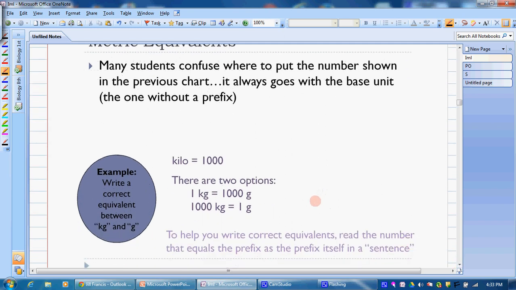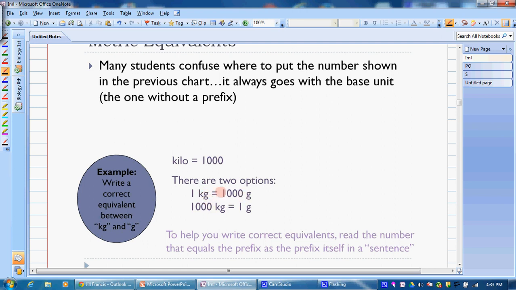Okay, so sometimes it's confusing. Do I multiply by 1,000? Do I divide by 1,000? How do I get from kilograms to grams? It's hard to remember that sometimes. Well, we know kilo equals 1,000, so there's got to be 1,000 grams in a kilogram.